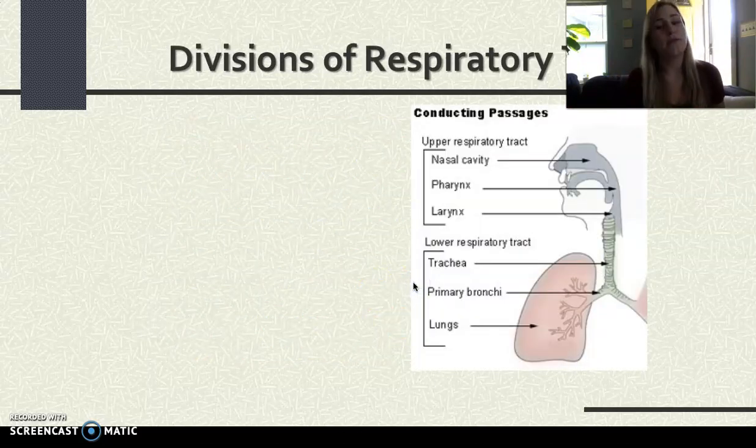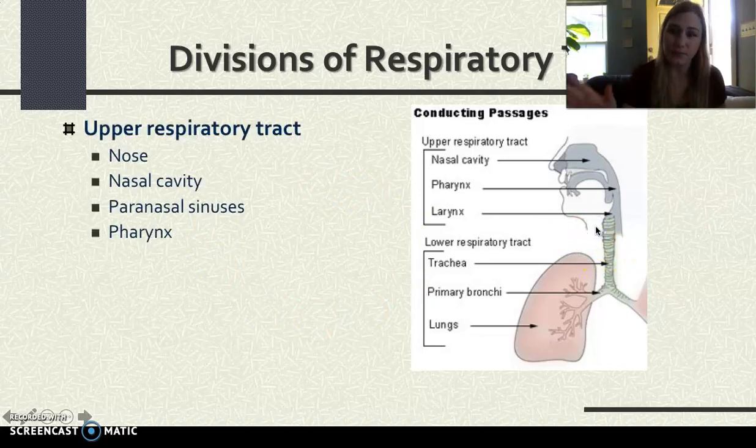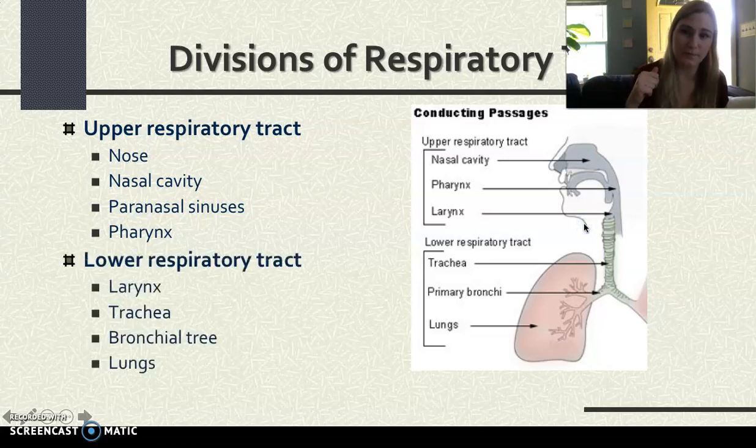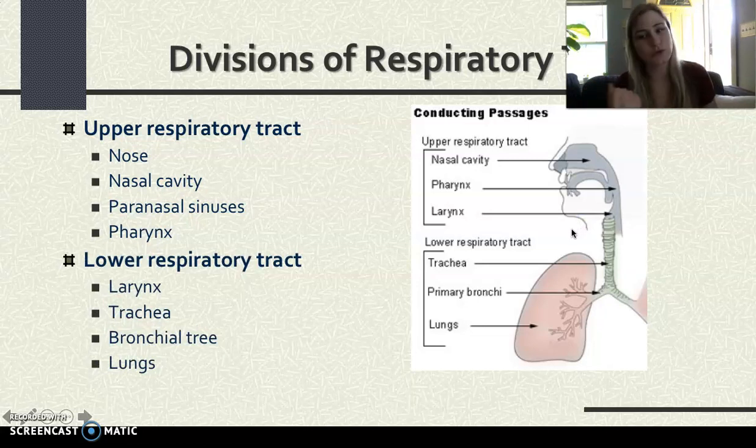So, you have two main divisions of the respiratory system. I am going to say that there is a part that is disputed by a lot of practitioners, but it really doesn't matter as long as you know where it's at. So the upper respiratory tract: nose, nasal cavity, paranasal sinuses, pharynx, and we're going to be talking about a lot of those more later on. The lower respiratory tract technically includes the larynx, trachea, bronchial tree, and the lungs.